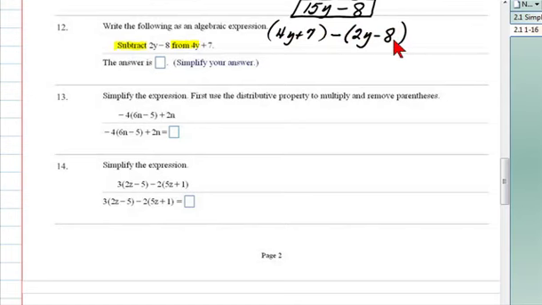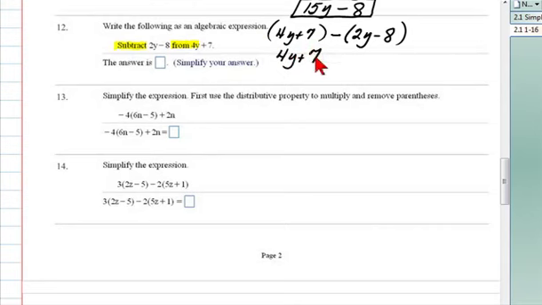And that comes from the phrase subtract from. The last quantity gets written first, and the first quantity gets written second. Now, this time, look at those. In front of the first set of parentheses, what is there? A 1, which means 1 times 4y is 4y, and 1 times 7 is 7. So I didn't even really need those parentheses, 4y plus 7.